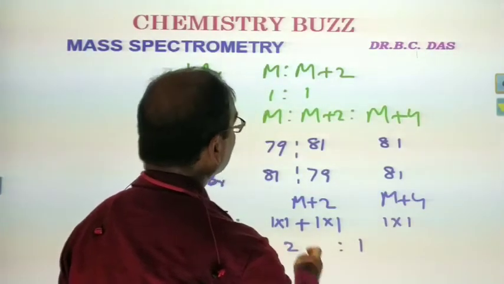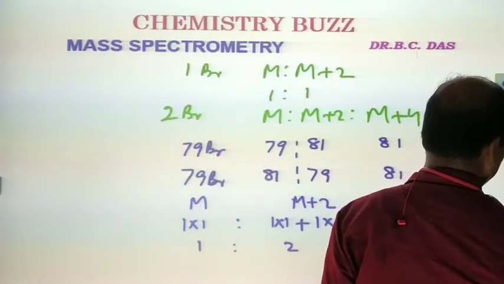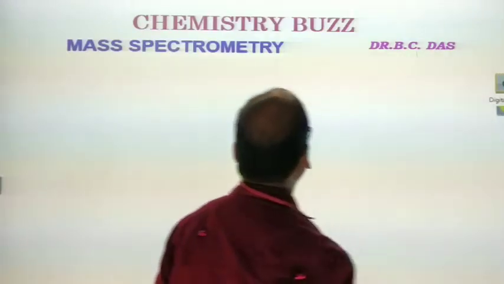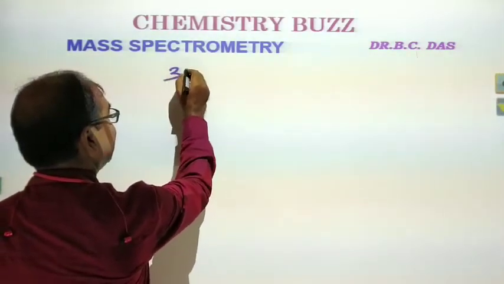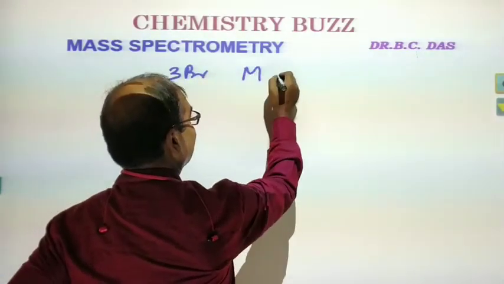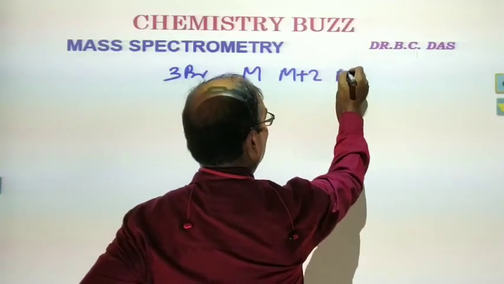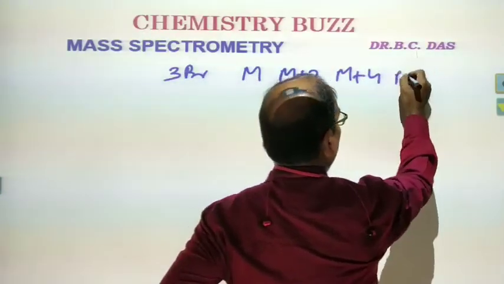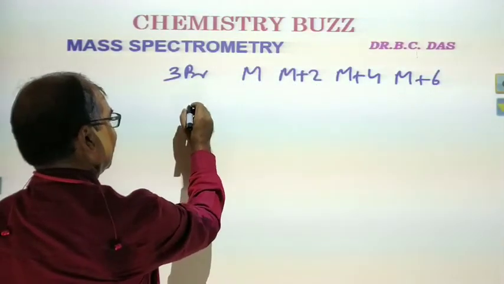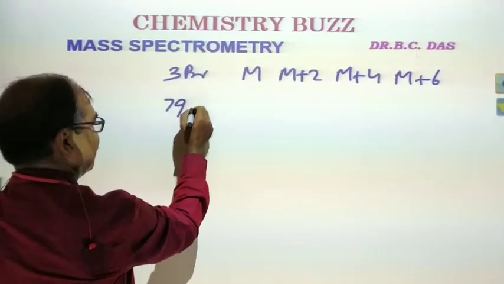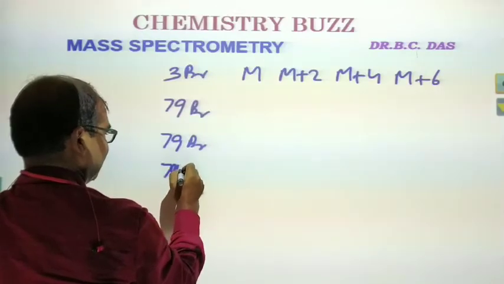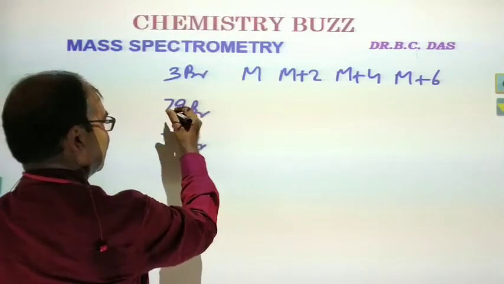Similarly, if you consider that 3 bromine atoms are there, how will we do the calculation? Suppose 3 bromine atoms are there, then how will we get M plus 2, M plus 4, M plus 6. Then we will write 79 here, 79 here, 79 here. So this is for M.